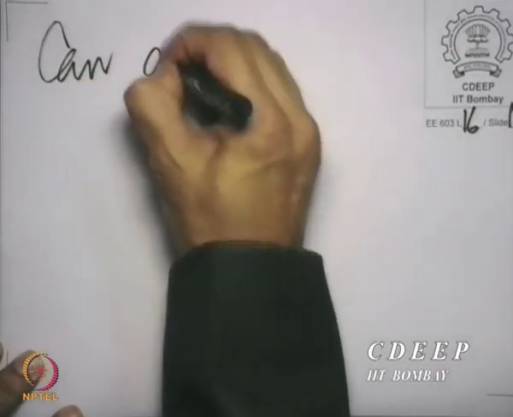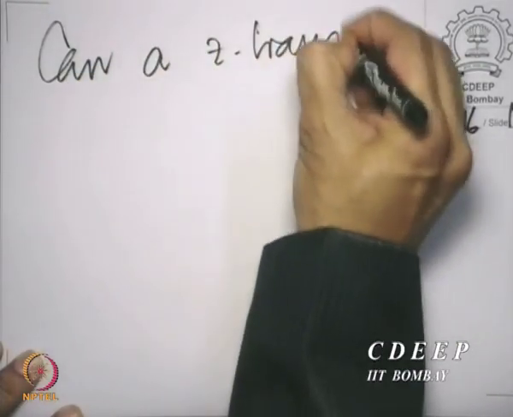Now, to contrast, let us take an example of an irrational. You see, all this while we have been saying rational. So, the natural question that comes to mind is, can you have an irrational system function? Can a system function or can a Z transform be rational?